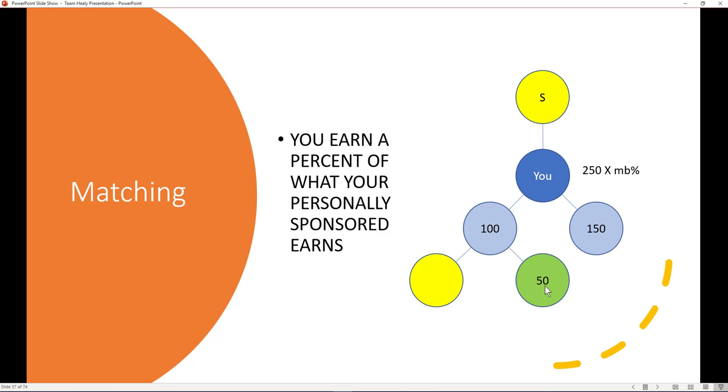Level 1 and level 2. You earn the total amount times the matching bonus percent. So in this case, for level 1, you would have earned 100 plus 150 or 250 times the matching bonus percent. And you get the matching bonus percent from a table that's in the compensation plan document.